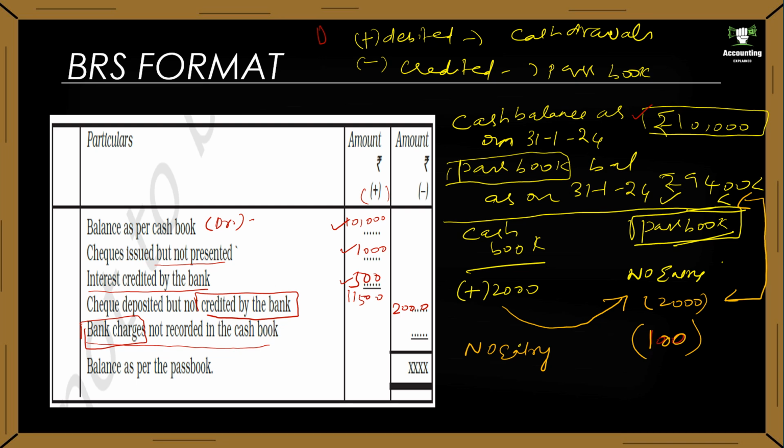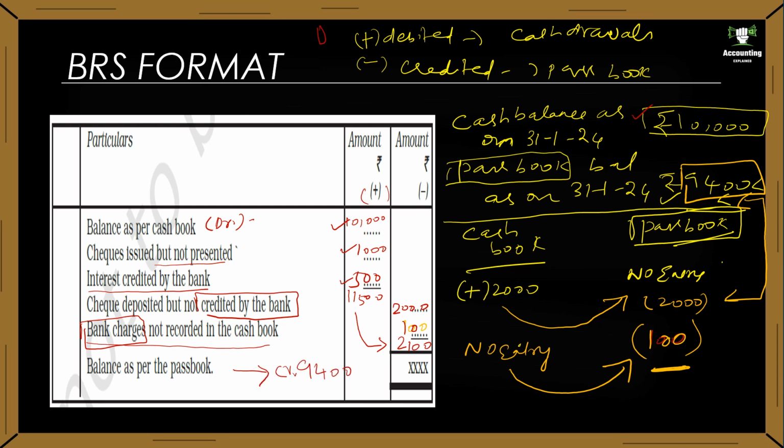So this is a deduction in the passbook, but no such entry is passed in the cash book. We are going from cash book to passbook. Only when we deduct this 100 rupees, we will get the balance of 9,400. So under the deductions column, against bank charges not recorded in the cash book, we have to write 100. Now when we add the deductions column, 2,000 plus 100, you get 2,100. When you deduct 2,100 from 11,500, you get 9,400 as the balance as per passbook.